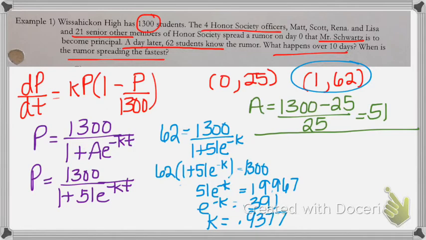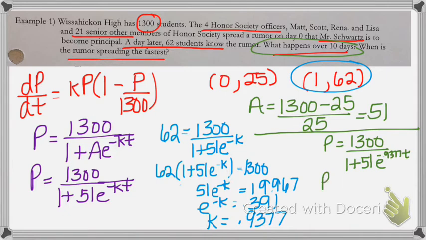Alright, so the question's asking me 2 things. What happens over 10 days? Well, now that I know all of the information, then I can just plug in. Okay, hang on, that is supposed to be negative 0.9377t. And if I want to know what's happening after 10 days, then I can just plug a 10 in for the t, and you would get that 1,294 people know the rumor.